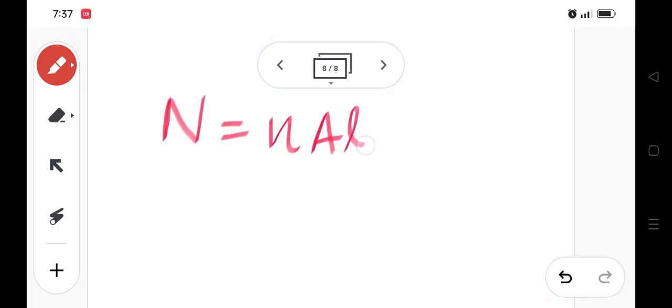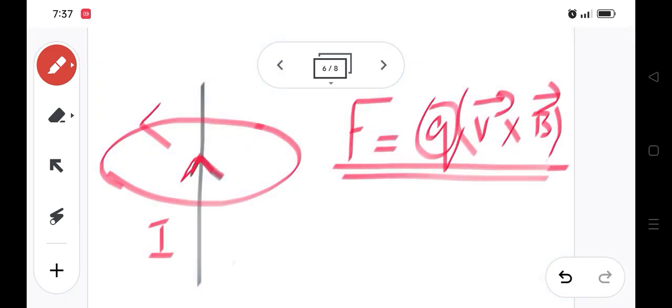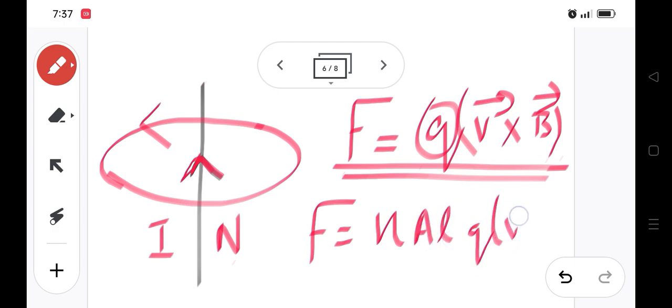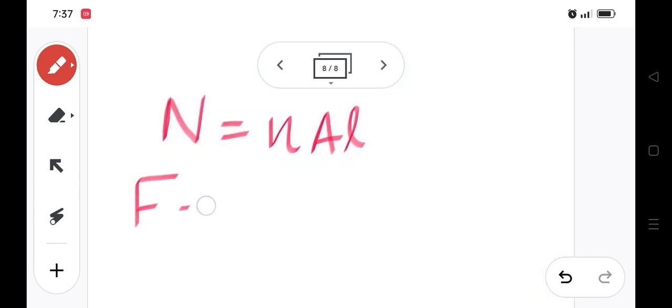For one charge Q, the magnetic force is F equal to Q into V cross B. Here N charges, in total, are flowing. So since it is for one charge, for N charges it is nAL into Q into V cross B. So F equals nAL into Q into V cross B.